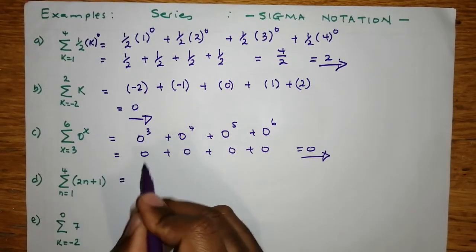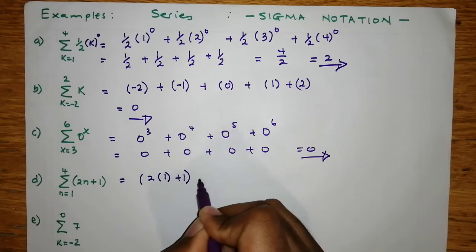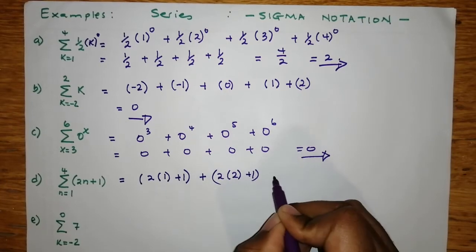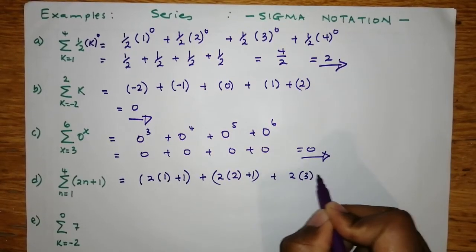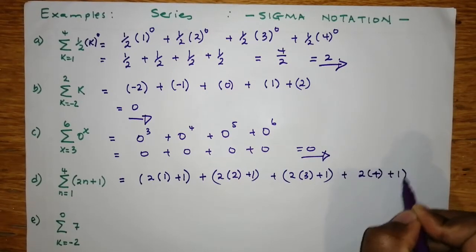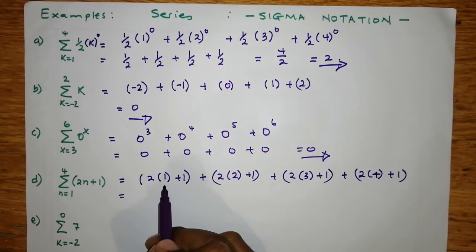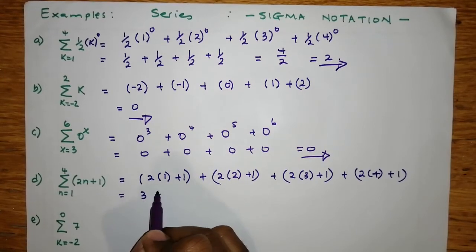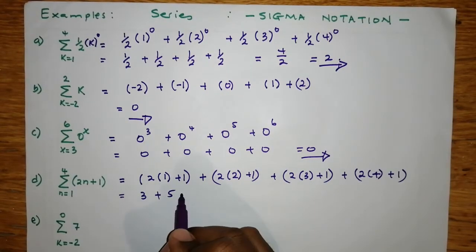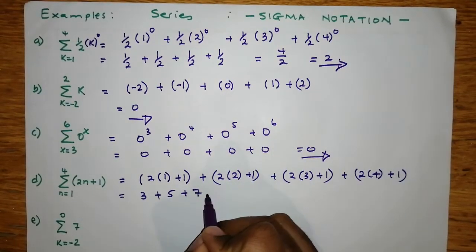Okay, let's look now at number D. So when we expand number D, it's going to be 2 times 1 plus 1, plus 2 times 2 plus 1, plus 2 times 3 plus 1, plus 2 times 4 plus 1, right? Can you guys see that? Okay, so 2 times 1 is 2 plus 1 is 3. 2 times 2 is 4 plus 1 is 5. 2 times 3 is 6 plus 1 is 7. 2 times 4 plus 1 is 9.